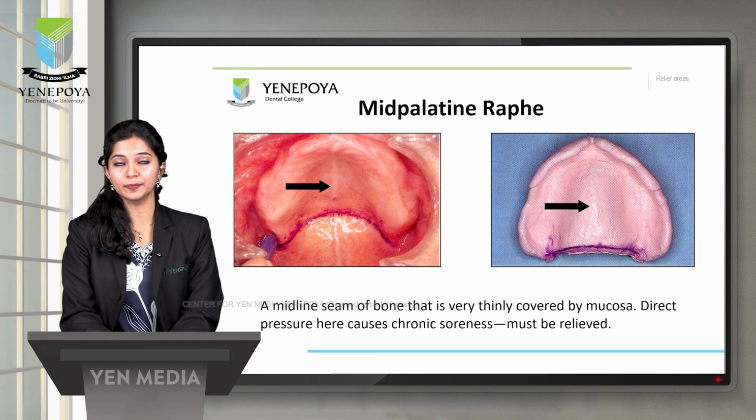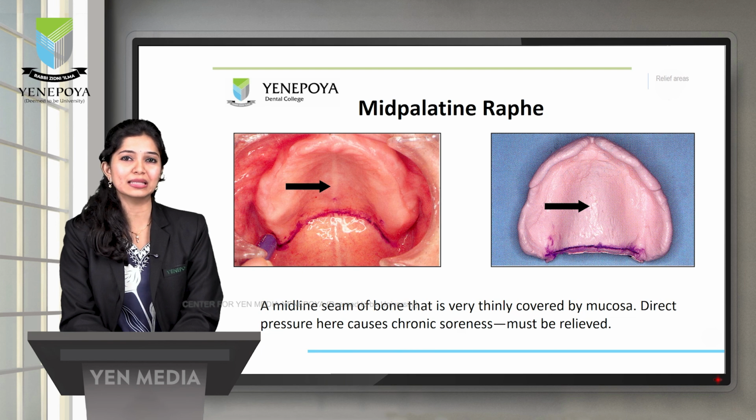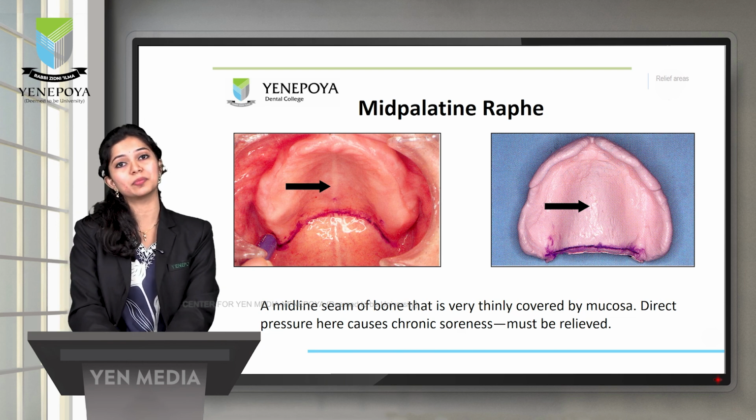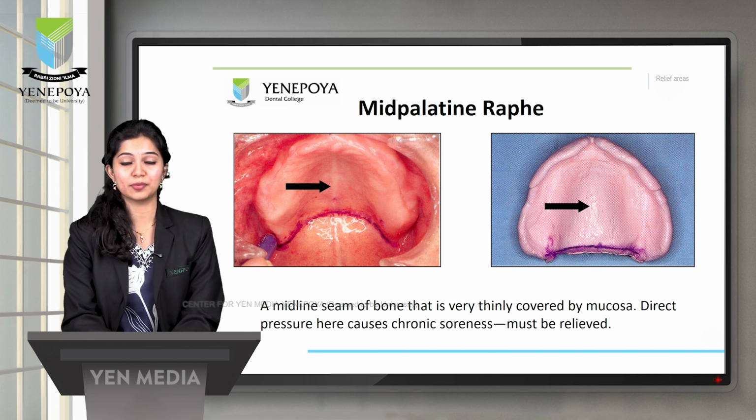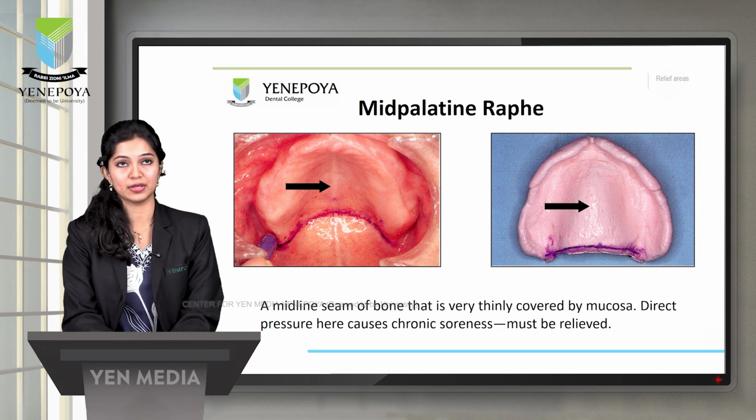As you can see in the picture there, it's the mid-palatine raphe or the median suture area, which is located in the middle part of the entire palate. It's very thinly covered by mucosa, and that is why any pressure could cause pain and instability of the dentures. It will act like a fulcrum, causing instability of the dentures. That is why it has to be relieved. Some patients do have a prominent mid-palatine raphe, in the midline area of the palate.